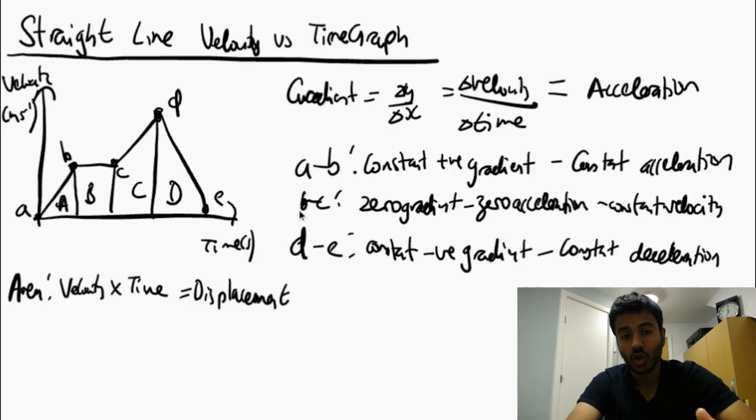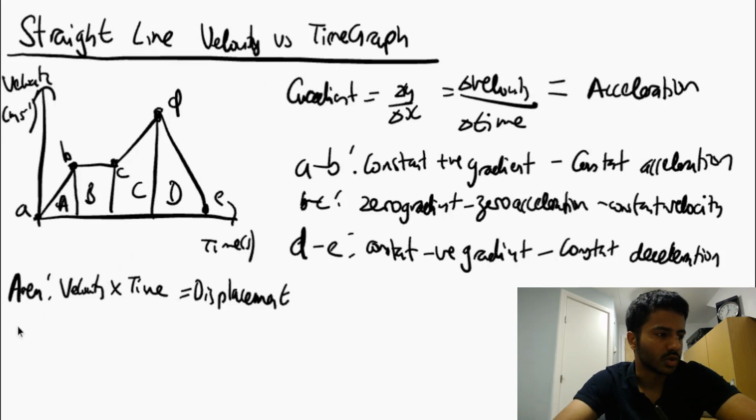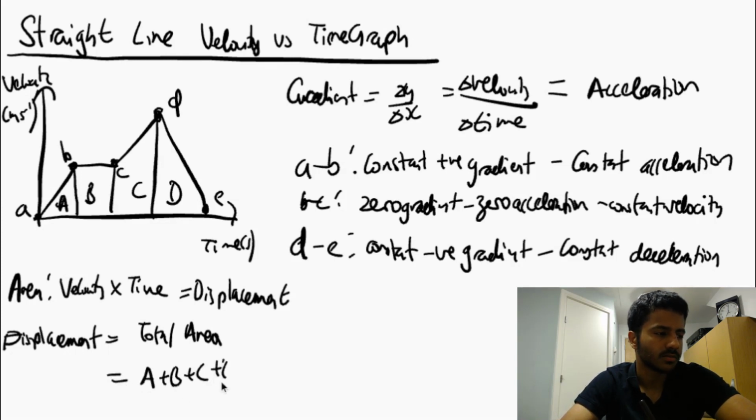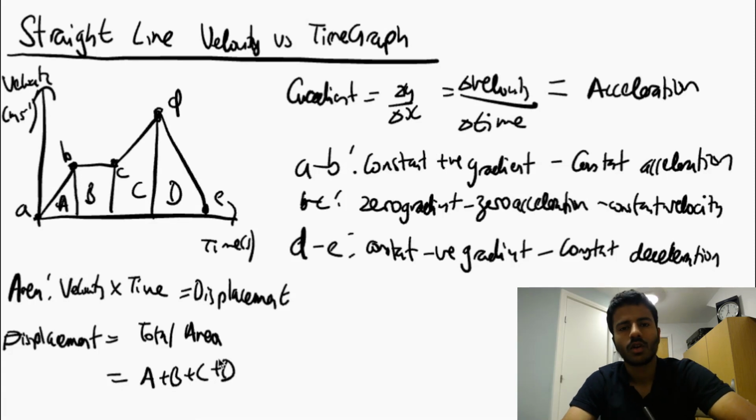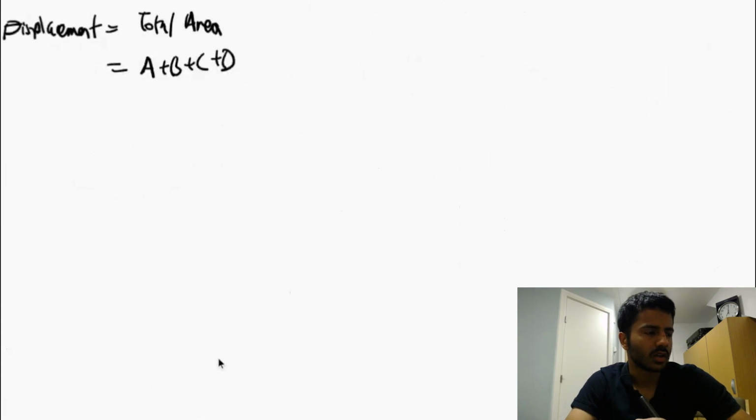If you wanted to find out the total displacement from the starting point to the end point of its journey, whether it's a car or cycle, whatever is being represented here, you'd find the total area. So the overall displacement is equal to the total area, and that would be equal to A plus B plus C plus D. Now I'm quickly going to draw another graph.